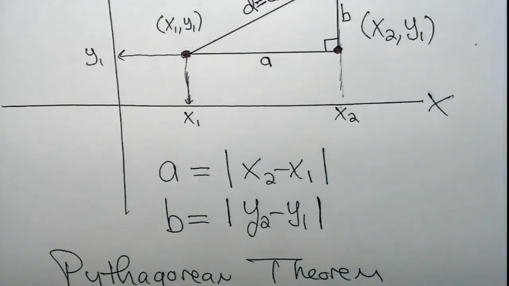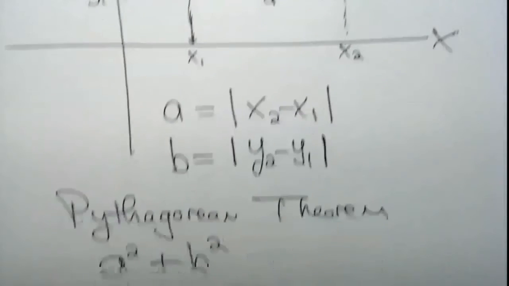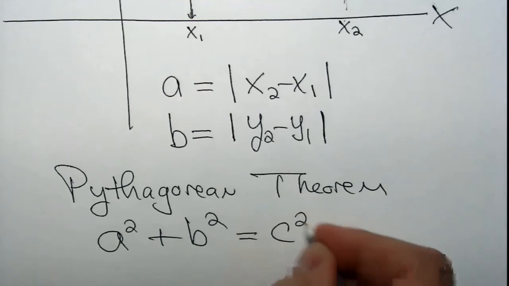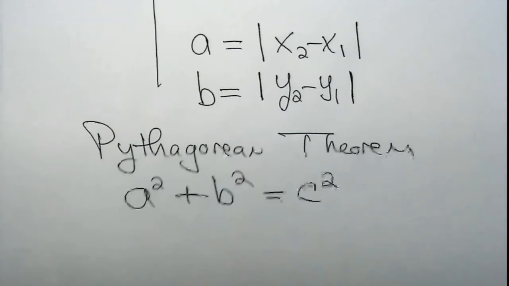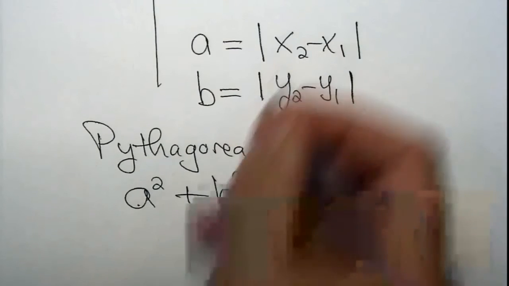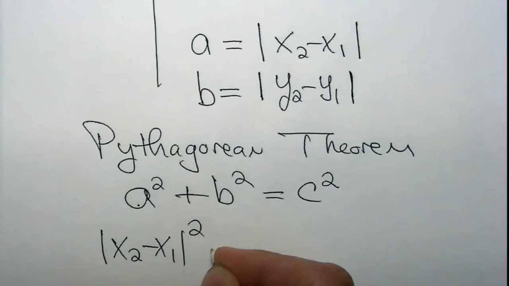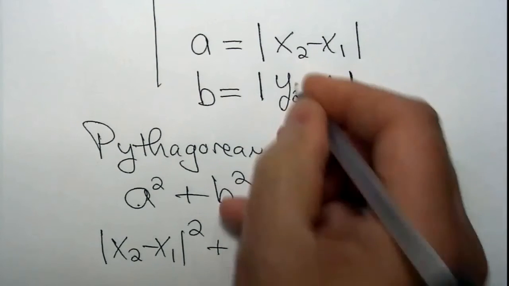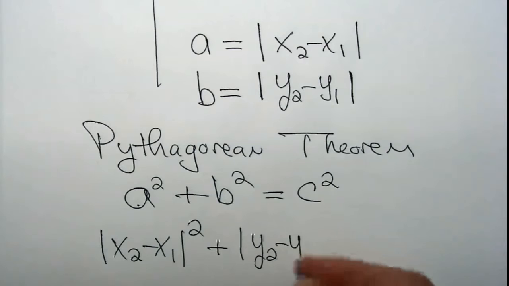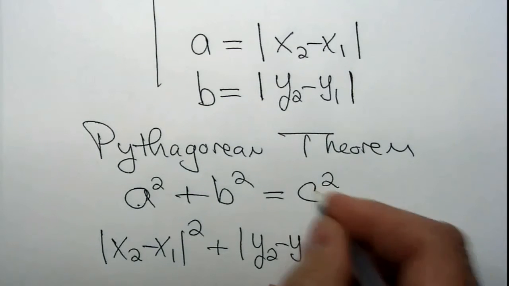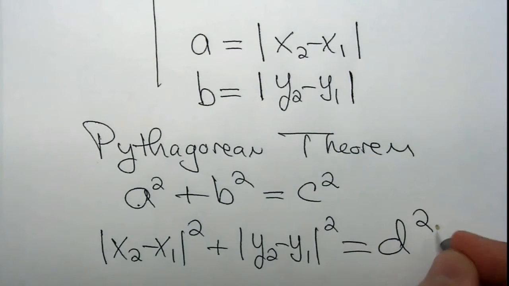A squared plus B squared is equal to C squared. Let's try that. My definition for A is right there: the absolute value of x2 minus x1, squared. Definition for B is right there: the difference of the 2 y values squared. And you know C and D are the same thing.